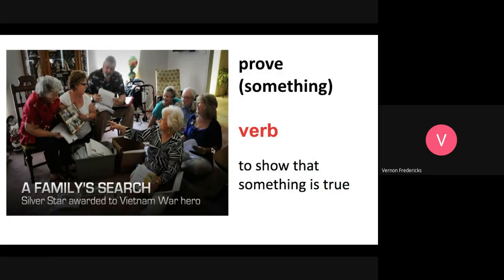Okay, the next word is prove something. To prove. Okay. To prove something is to show that something is true. It is a verb. Prove. Okay. To prove something. So, for example, the student comes to me and he says, "Teacher, I have to go home. I need to take my mother to the hospital." Okay. So how do I know that the student is telling me the truth?